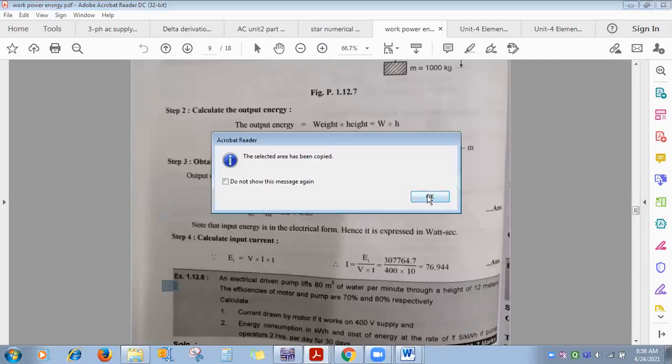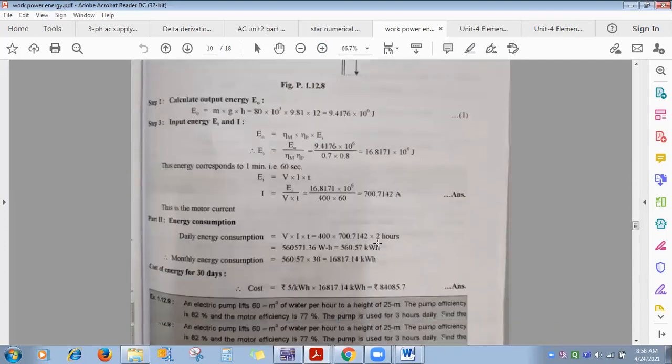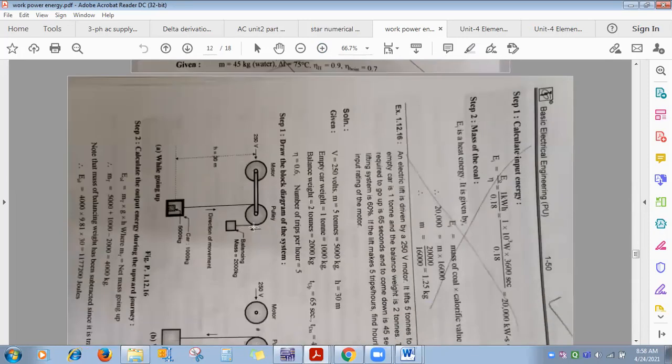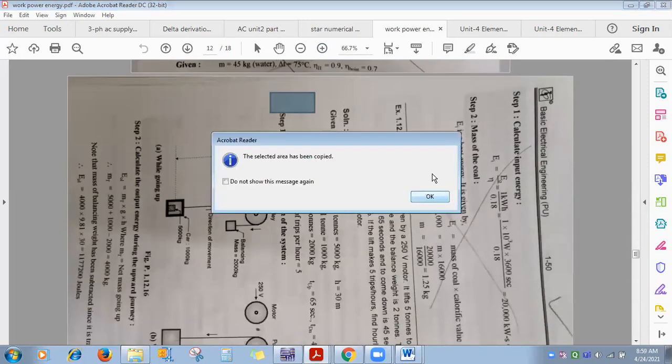1.12.8 ये टाइप के, ये 2-3 टाइप के हैं. That you do. Again, which one is there? This one lift, this one lift 1.12.16. This one also you do, and this one also 1.12.20.